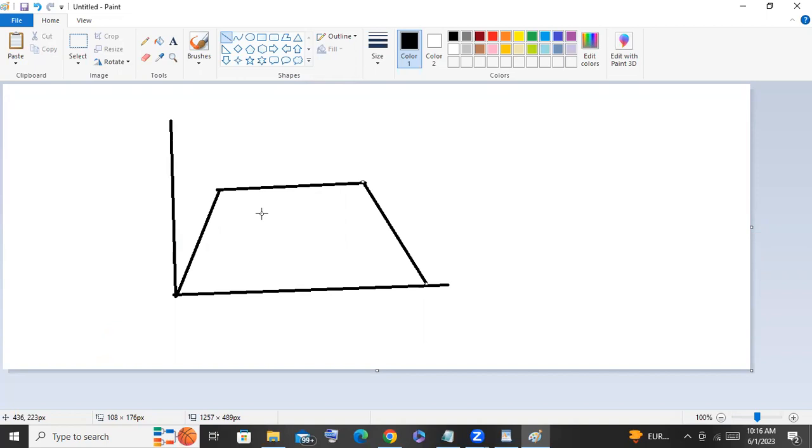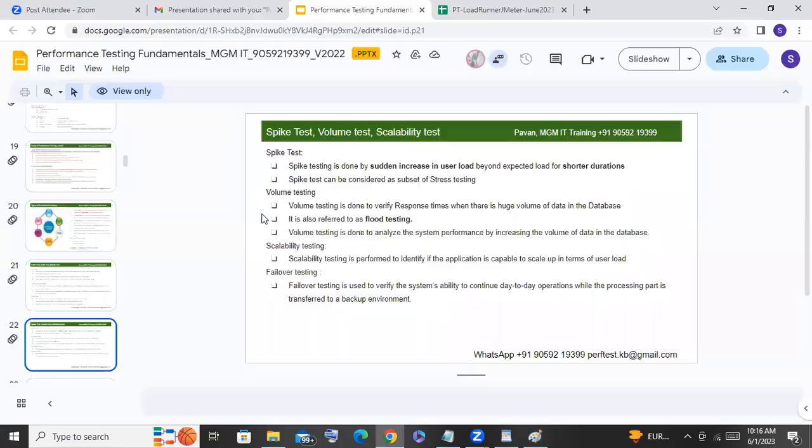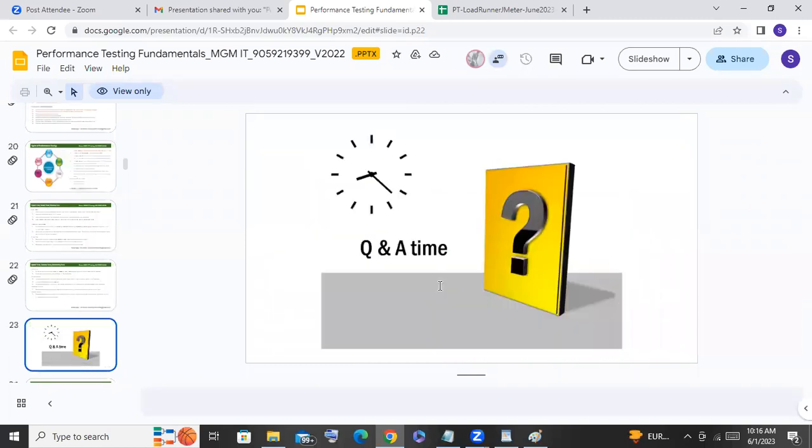It is a cross between database testing and performance testing. All right, guys, you have all these definitions in the material. Any questions?